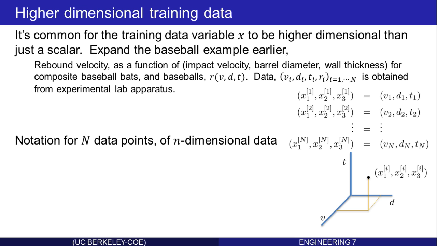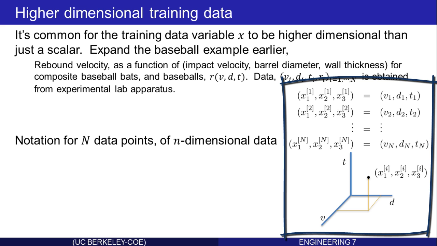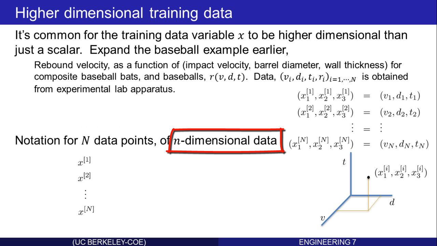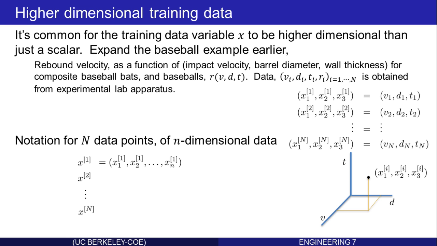Generalizing this, what will our notation be for N data points of n-dimensional data? Over here in the baseball example, we had N data points of 3-dimensional data. So in generalizing this, the 3 will simply become a lowercase n. The superscript represents the counter on the data points. So that's the first data point, the second data point, and finally the Nth data point. Remember, we have N data points. Each data point, though, consists of n-dimensional data. So the first data point actually has n components. In the baseball example, it had 3 components.